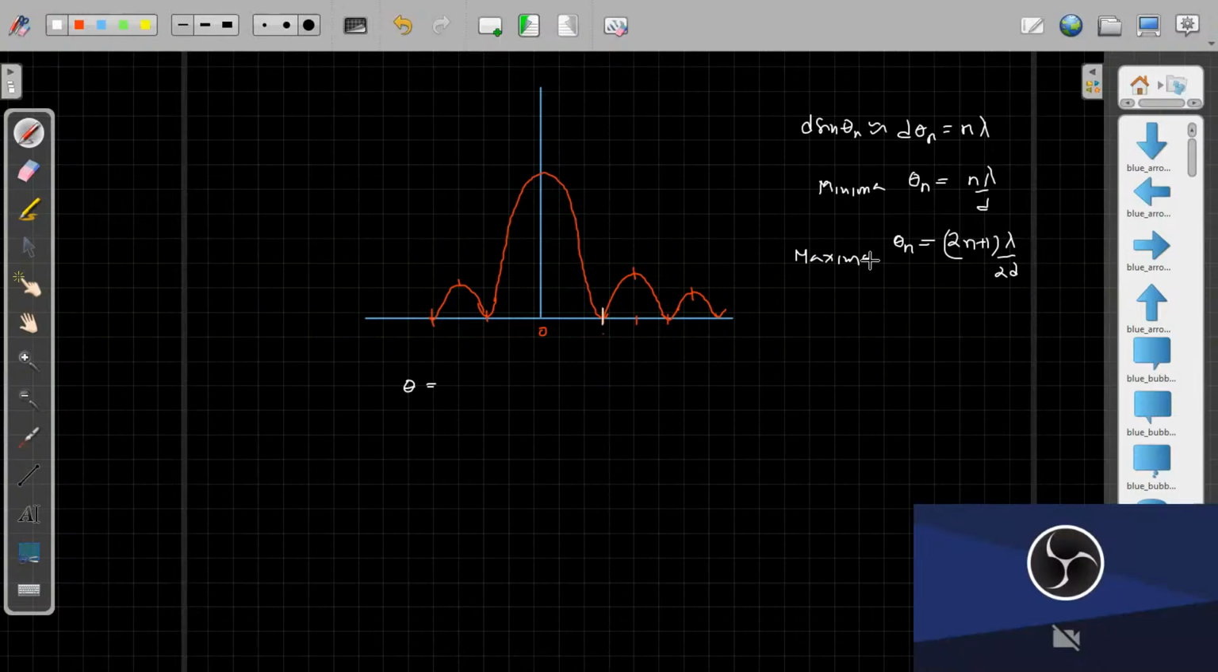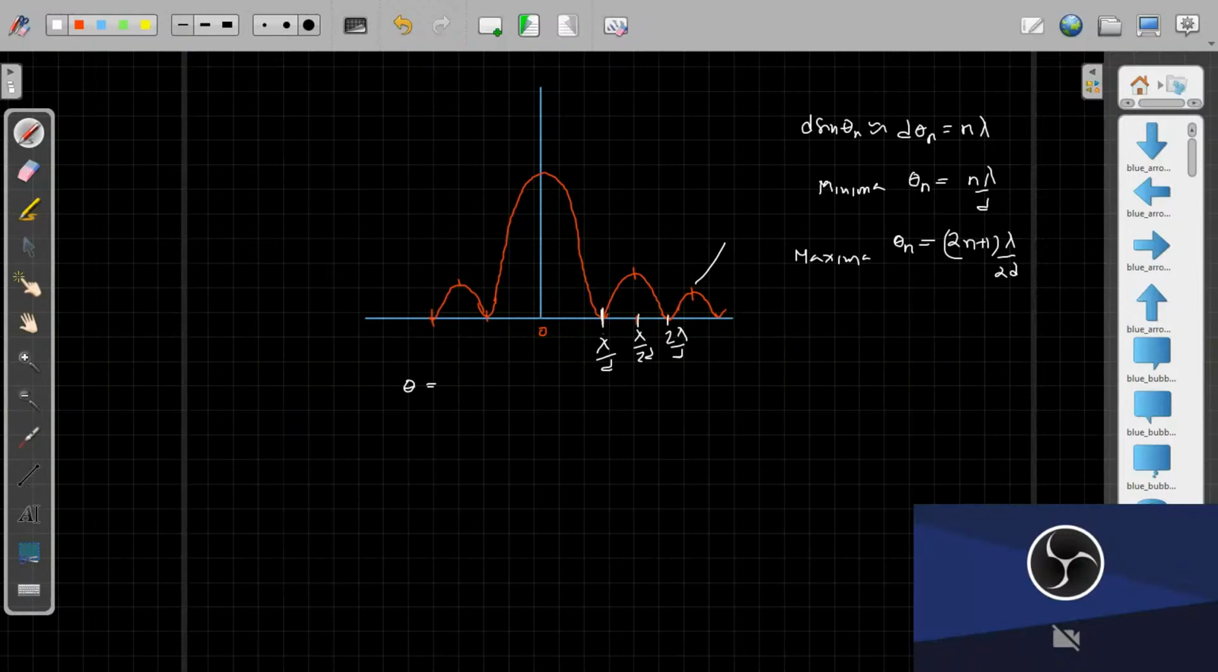this is going to be maxima. So if you can see, this is the first minima. For the first minima, put n equals 1, it is lambda by d. This is the first maxima. For maxima, n should be equal to 0, so this is lambda by 2d. This one is the second minima, so second minima means 2, so that should be 2 lambda by d.